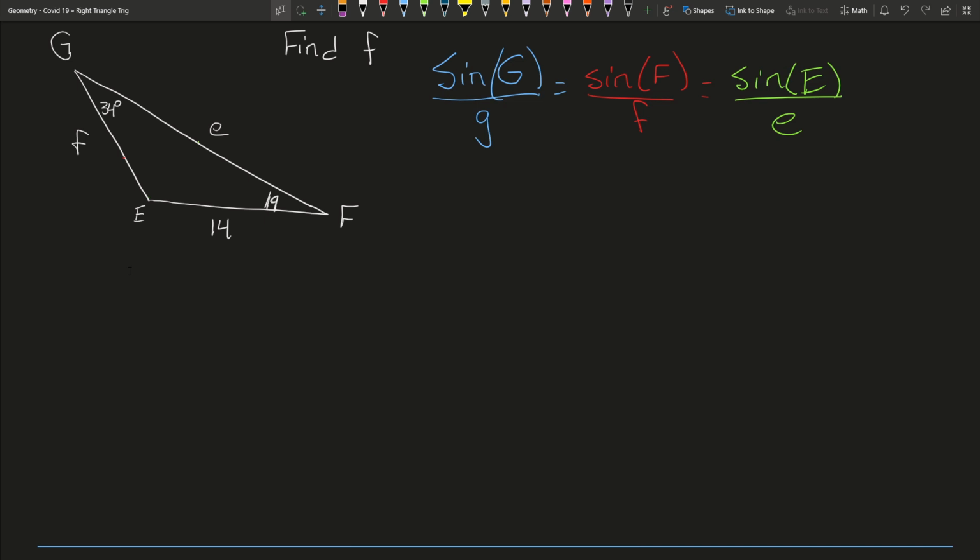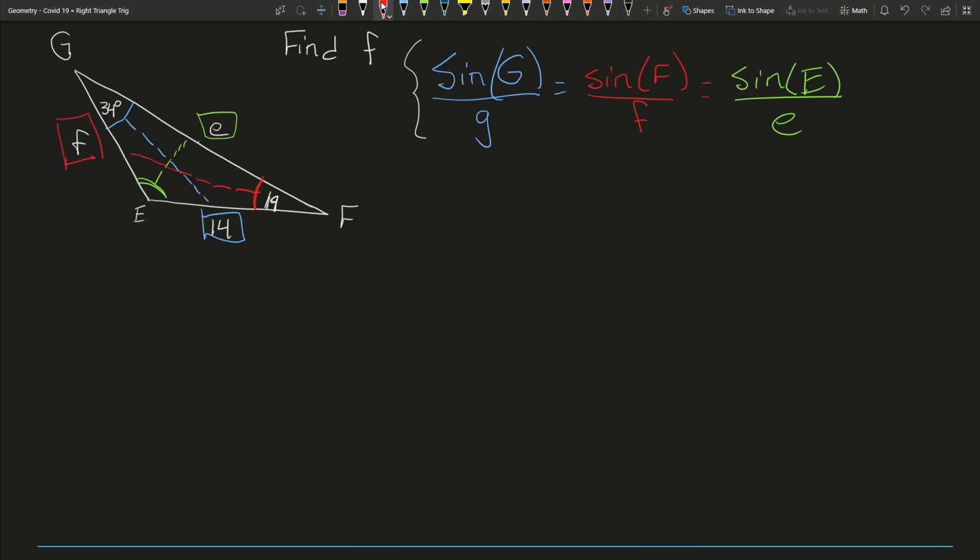Okay, so in this example, again, we're given a triangle, and we're asked to find a certain side. What I like to do is, I have our law of sines written, but it's good to draw it out too. So the 34-degree angle corresponds to the side length of 14. The angle E corresponds to the side length E. And the angle 19 corresponds to the side length F.